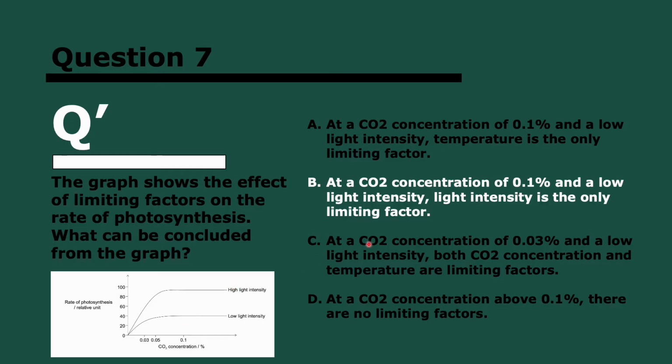However, when you look at C, so a CO2 concentration of 0.003 and a low light intensity, both CO2 concentration and temperature are limiting factors. We don't know that. There's no information given on temperature, so we have no idea. At a CO2 concentration above 0.1, there are no limiting factors. That's not true. It's still the same limiting factors. And then A, at a CO2 concentration of 0.1 and a low light intensity, temperature is the only limiting factor. Again, no, it's light intensity, because when we increase it, we see that the photosynthesis rate improves. Hopefully that's clear. You need to understand what a limiting factor is, right? It's a factor which is the one that's kind of setting the reaction back. So if you increase it, the reaction increases as well.